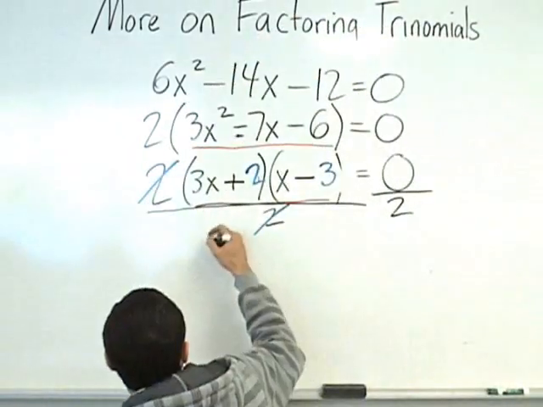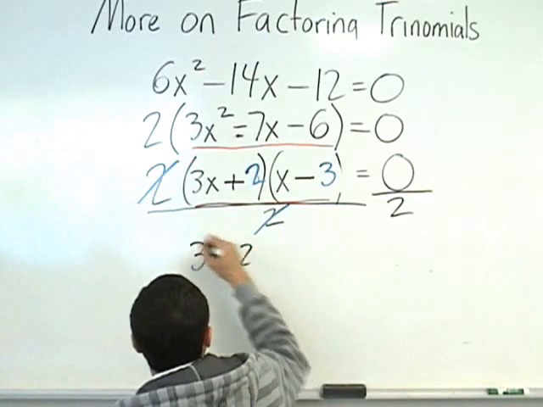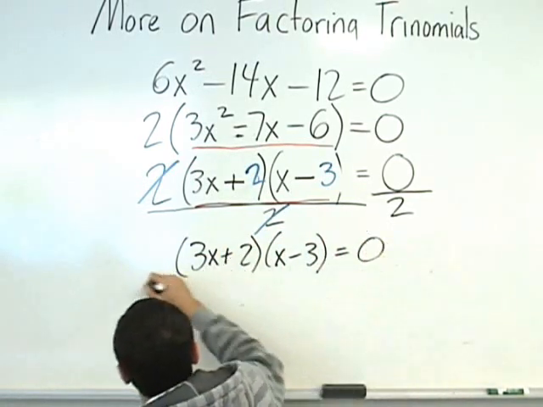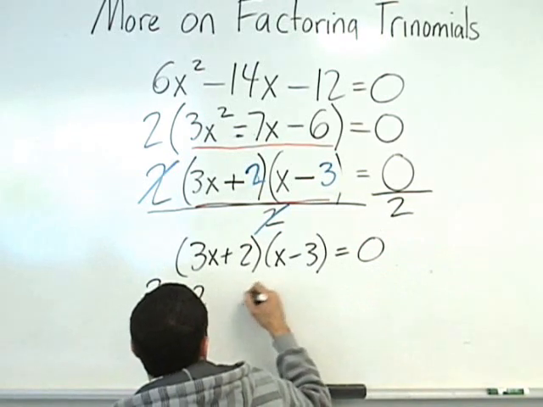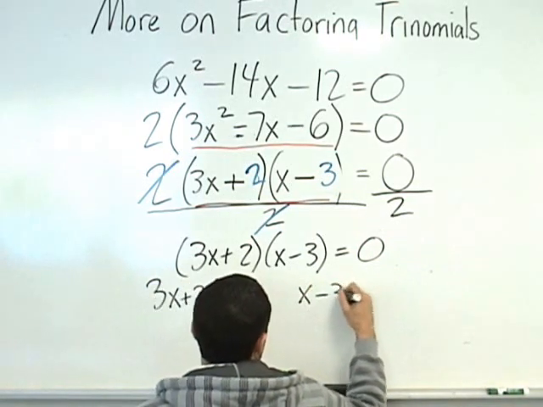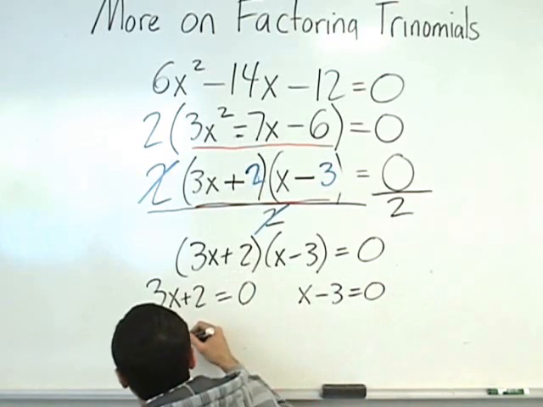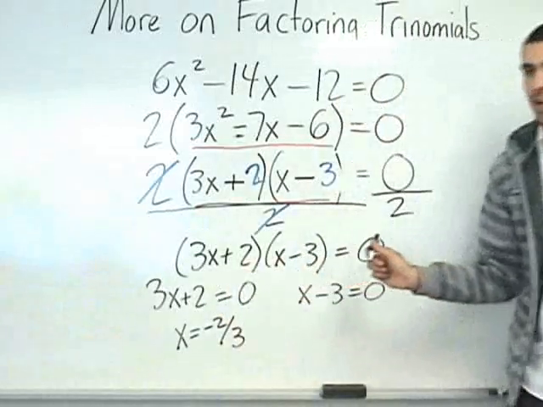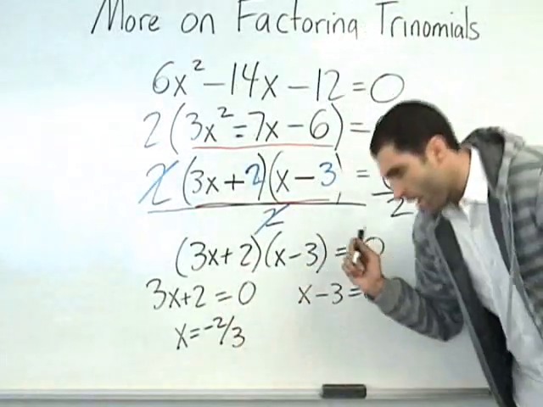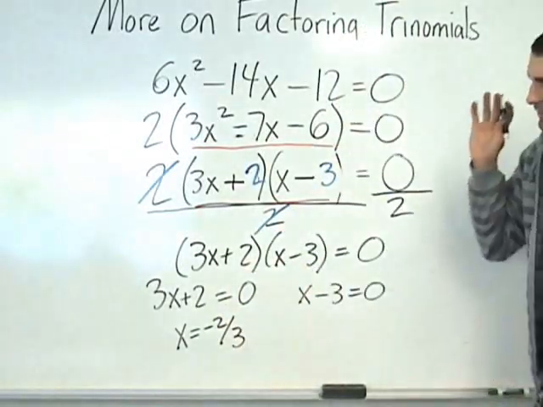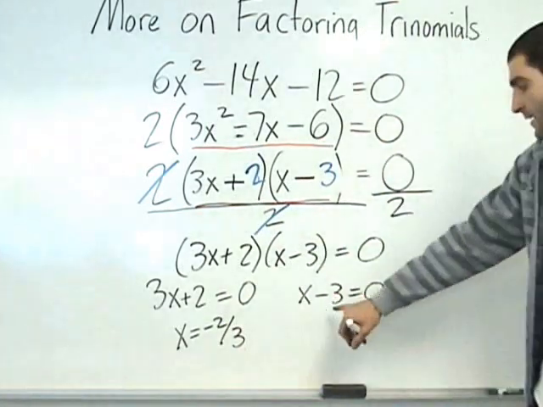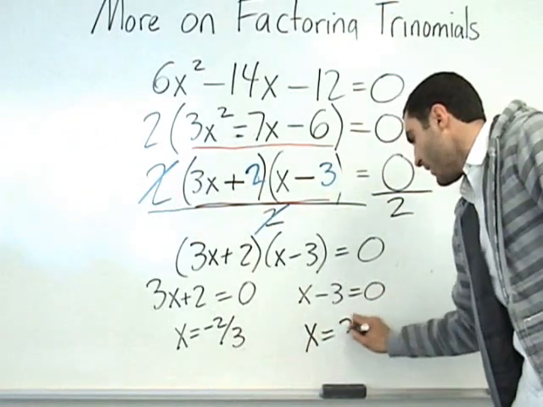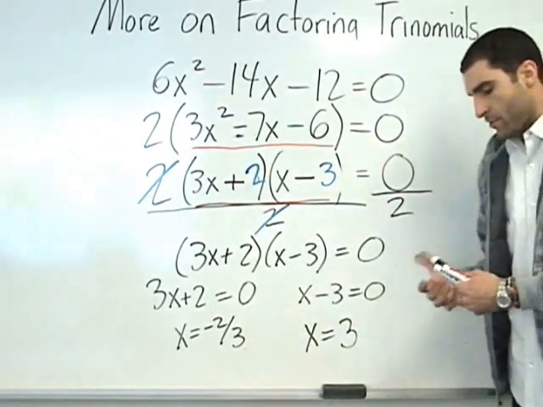So now let's rewrite: 3x plus 2 times x minus 3 equals 0. Set both factors to 0. 3x plus 2 equals 0, and x minus 3 equals 0. All right, x here equals negative 2/3. Hopefully you can solve that by now. Subtract 2 on both sides, divide by 3 on both sides. Done. And then here, add 3 on both sides. x equals 3. So those are the two answers.